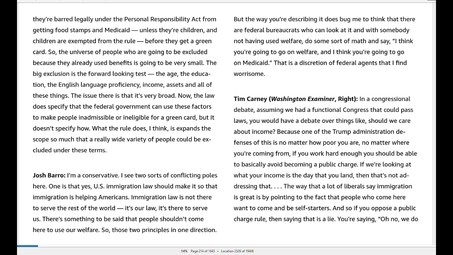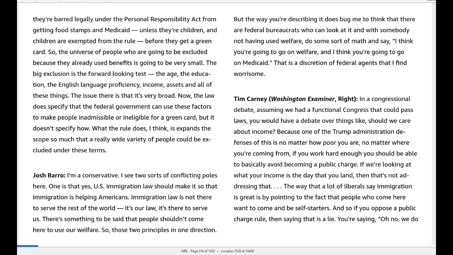But the way you're describing it does bug me to think that there are federal bureaucrats who can look at it and, with somebody not having used welfare, do some sort of math and say, I think you're going to go on welfare and I think you're going to go on Medicaid. That is a discretion of federal agents that I find worrisome.